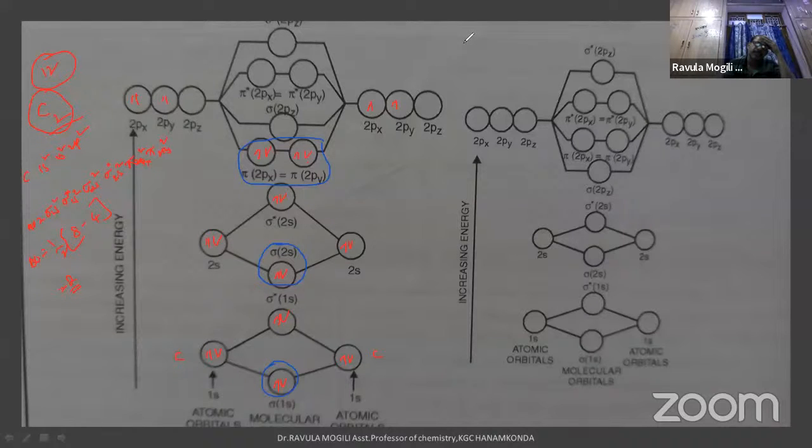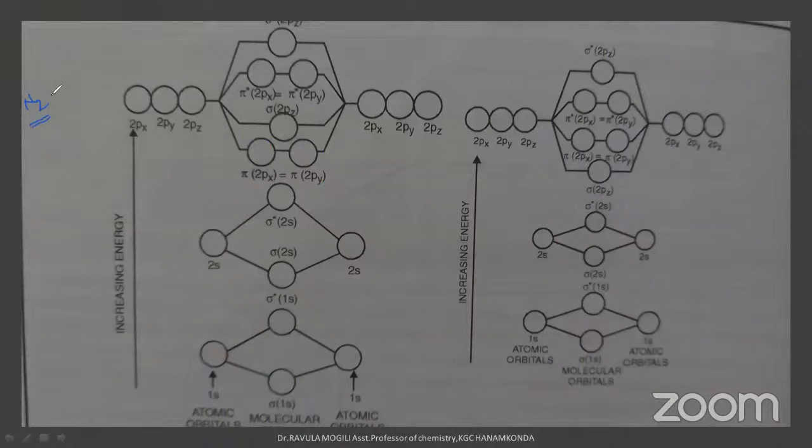You see, one more example. It is a beautiful example: nitrogen. How many electrons are there? Each nitrogen has 7. Total number of electrons is 14.